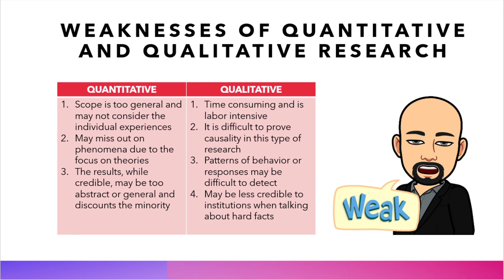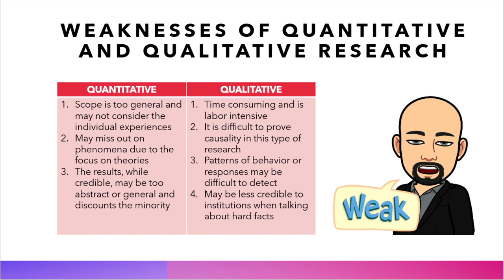Second, quantitative research may also miss out on certain phenomena due to the focus on theories. So, because we have theories which we already established at the beginning of the research, and these theories will now serve as the basis of the quantitative research, then we may ignore or overlook certain emerging phenomena which may be extracted from the participants because of the use of theories or because we are theory-centric.